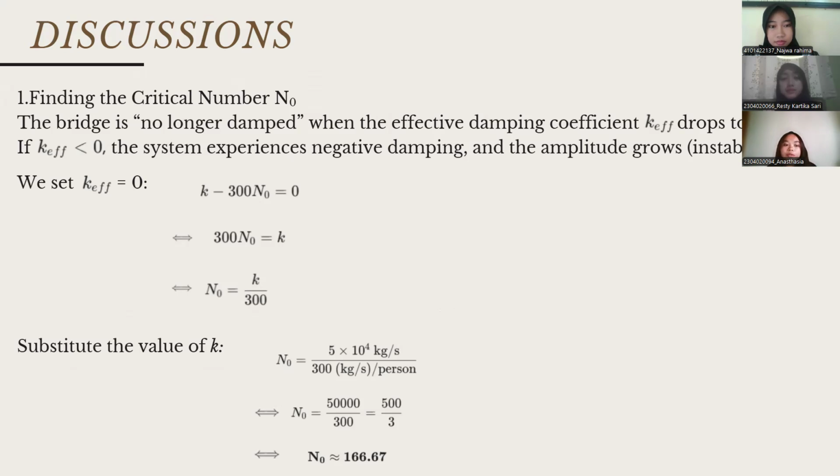So we must substitute the value of K. N0 equals 5 times 10 to the power 4 kilograms per second over 300 kilograms per second per person. N0 is equal to 50,000 over 300. Then we get 500 over 3. We get N0 approximately 166.67.